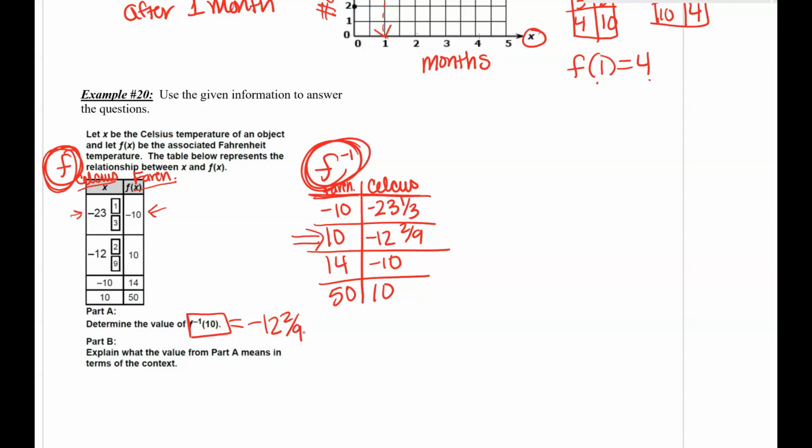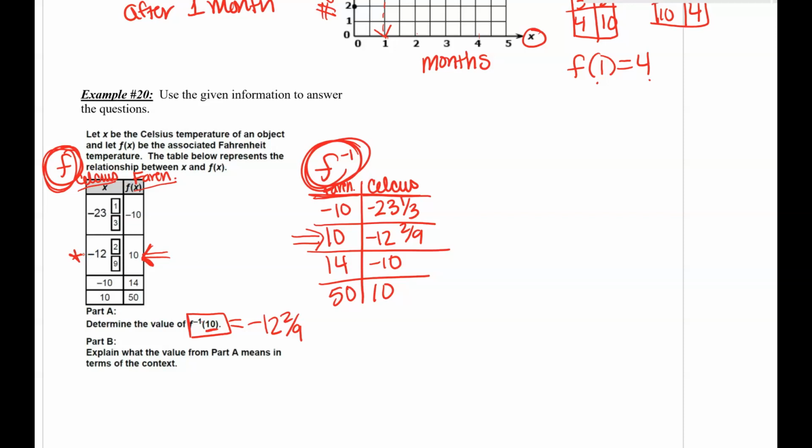If you didn't make an f inverse chart, if you're understanding inverses well, you would understand that the input of the inverse is the same as the output of the original. So you would have been looking here to find the 10. Notice it is still associated with negative 12 and 2/9.